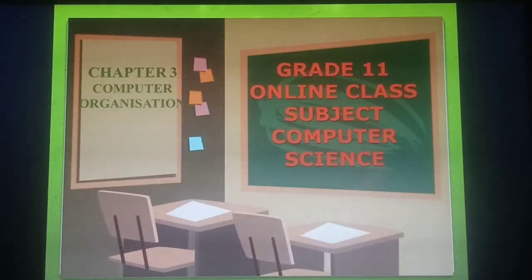Now we are studying chapter 3. What's the title of your chapter 3? Computer organization. Okay. Before I start today's class, just recall what you studied in the last class. What are the questions you have studied? Microprocessor, characteristics of microprocessor, classification of microprocessor, isn't it?